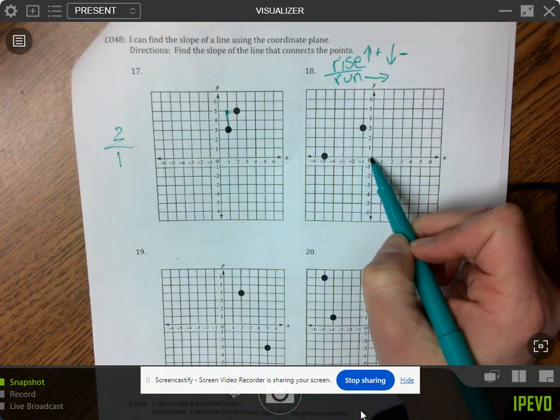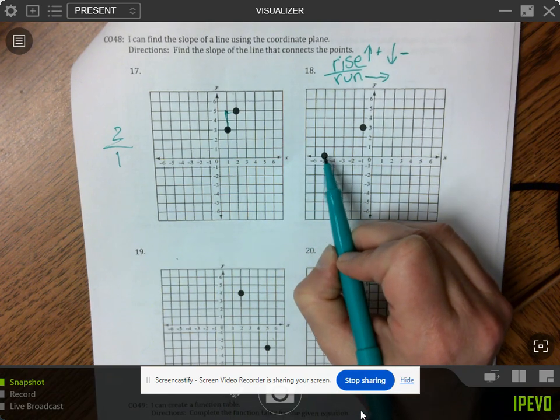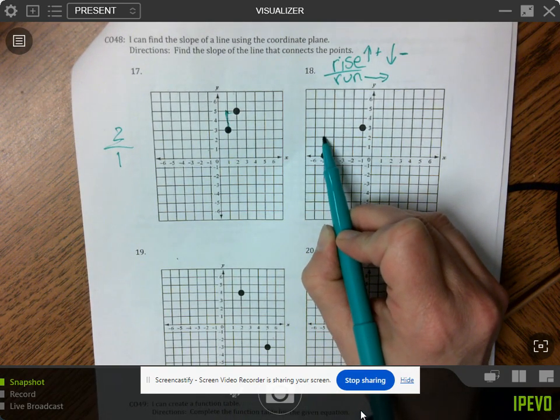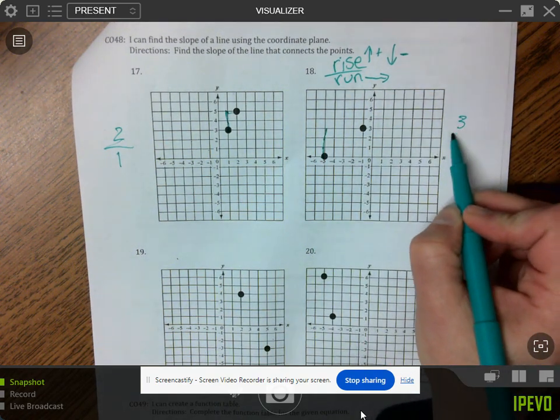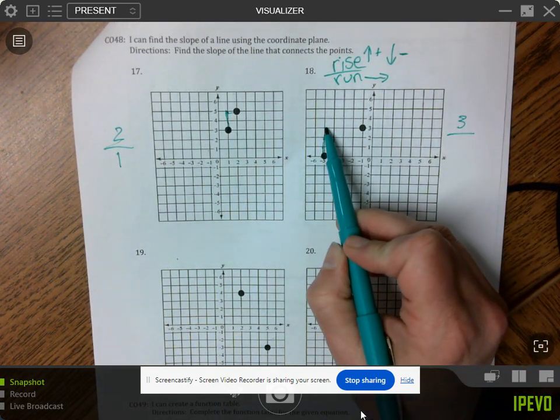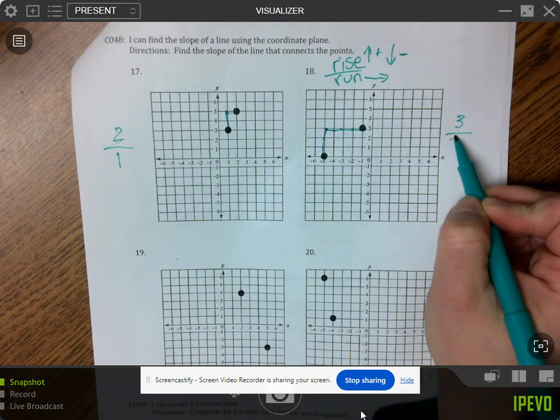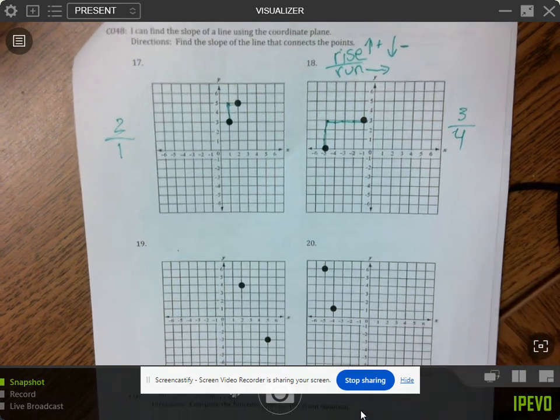For this one, reading from left to right, I hit this point first. I go up 1, 2, 3. Since I was going up, it is a positive. And then I go to the right 1, 2, 3, 4. So it is a positive 3/4.